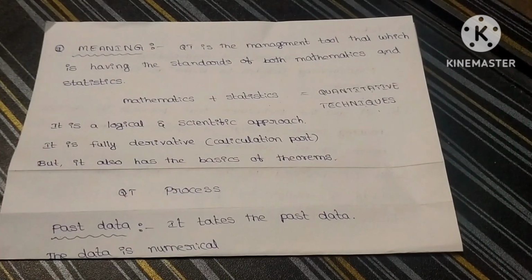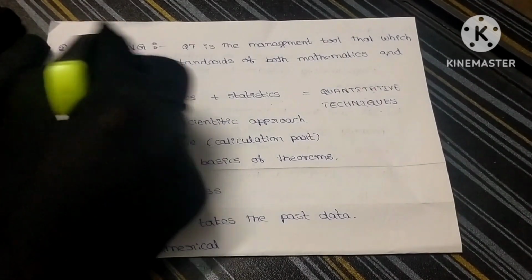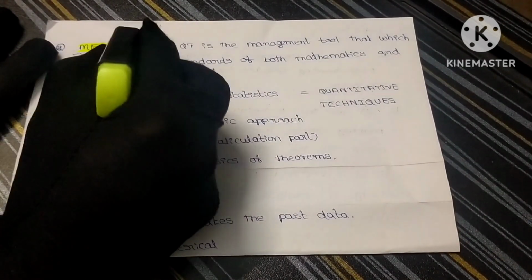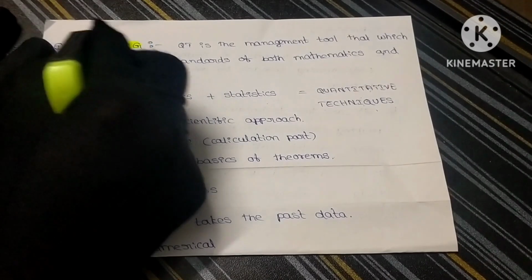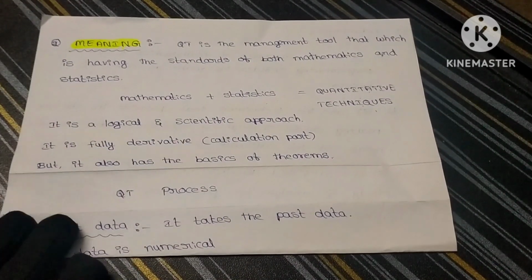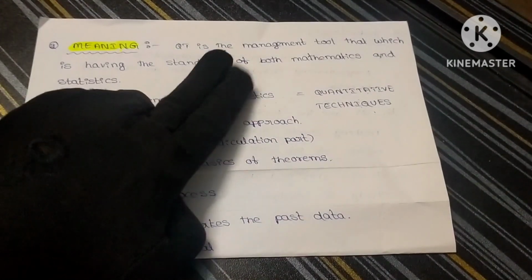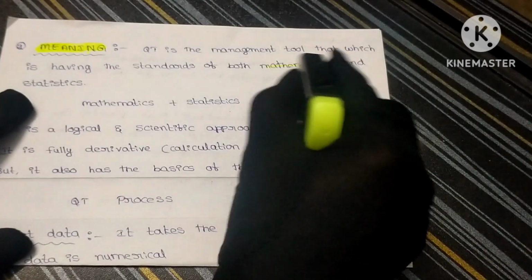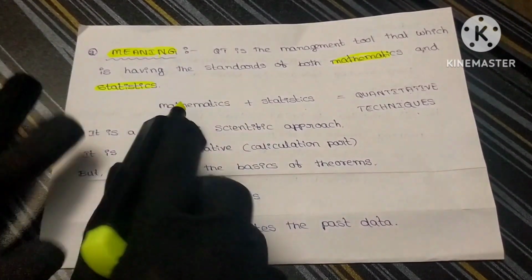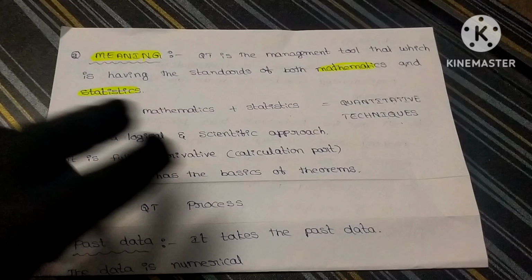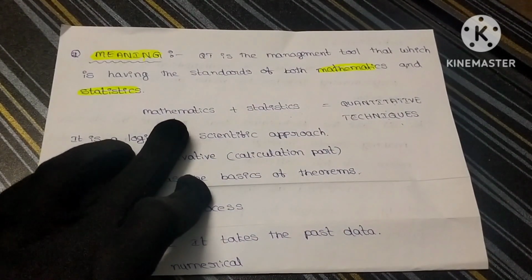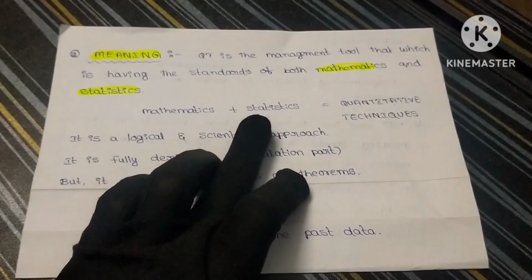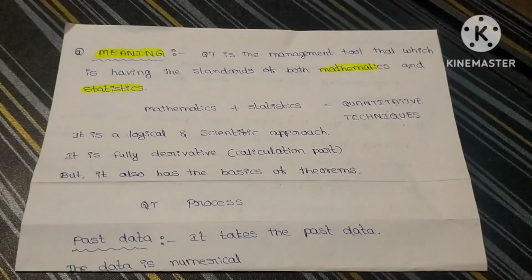Now let us see the meaning of QT. QT is the management tool that which is having the combination of both mathematics as well as the statistics. So if you have seen the meaning of QT, QT is the management tool that which is having the standards of both the mathematics as well as the statistics. It is the combination of both mathematics and statistics. Here you are going to have the fundamentals of mathematics as well as the fundamentals of statistics.